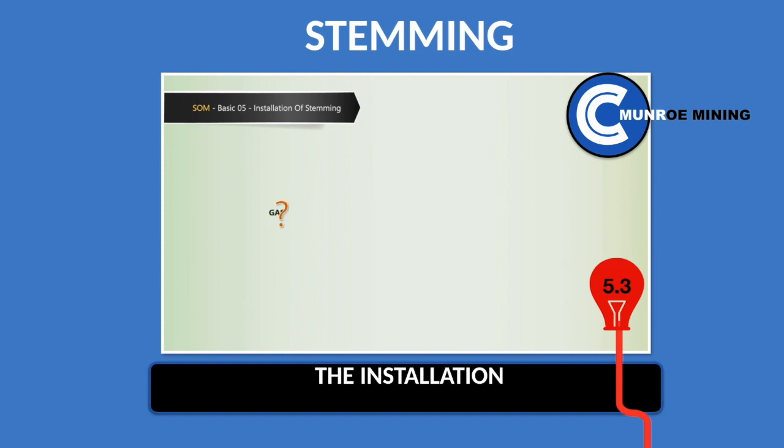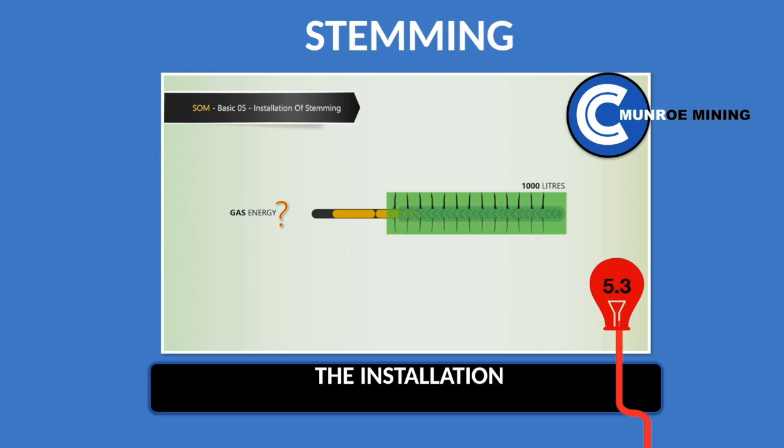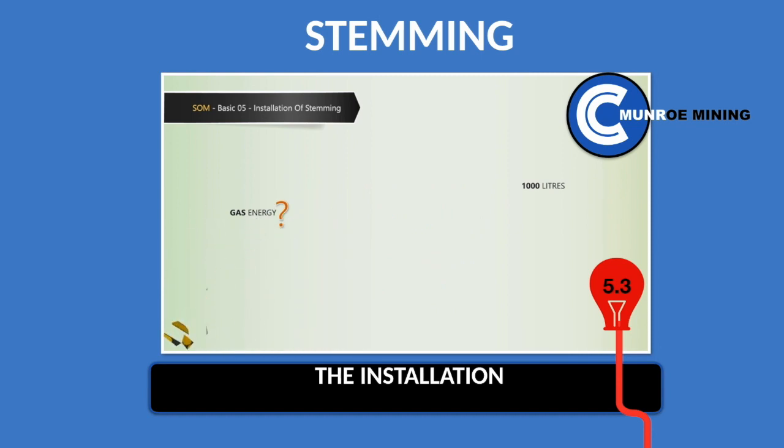What is gas energy? When the explosion occurs, it first creates a shock wave, and then the chemical reaction in the explosives creates 1,000 liters of gas energy on the average. The shock wave creates the cracks in the rock. The gas energy pushes the cracks in the rock open and breaks the rock towards the area of least resistance.